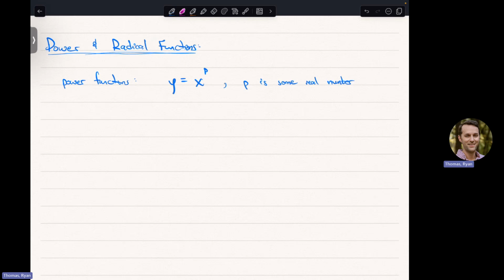We've looked at some certain types of these. Polynomials are one type where p is a positive whole number. Rational functions we can think of as a type of these where p is a negative whole number. So what's new, what's extra that we're going to talk about this week, is focusing on the case where p is a rational number.